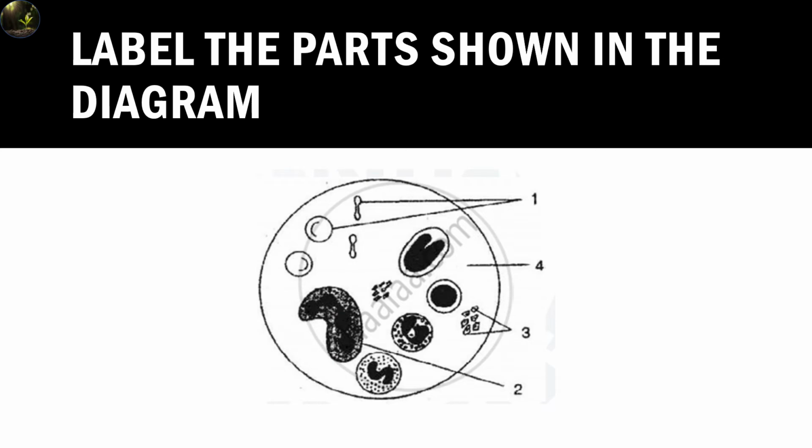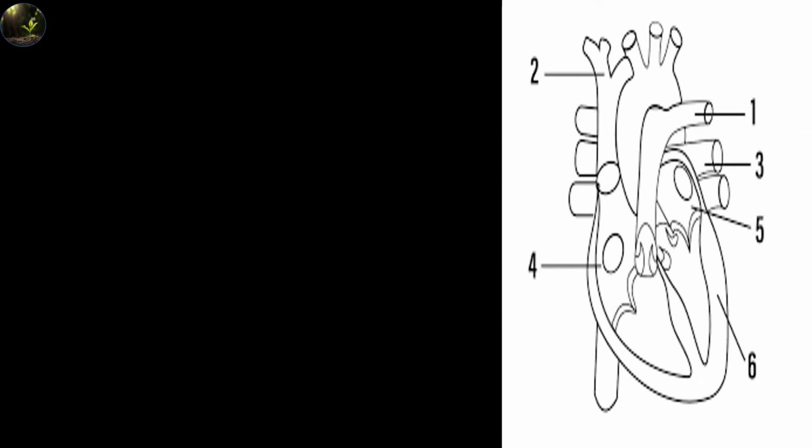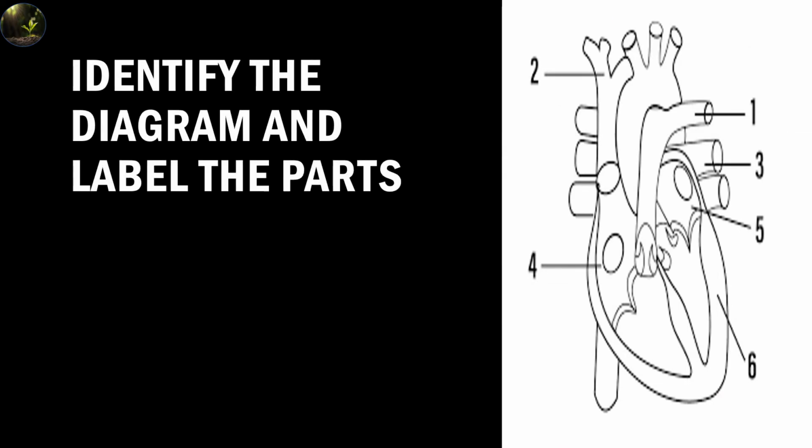Next question, label the parts shown in the diagram. First part, that is RBC. Second one, WBC. Third, platelets. Fourth, plasma. Identify the diagram and label the parts. Which diagram is this? This is human heart.